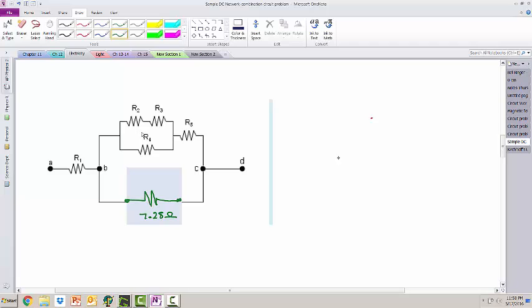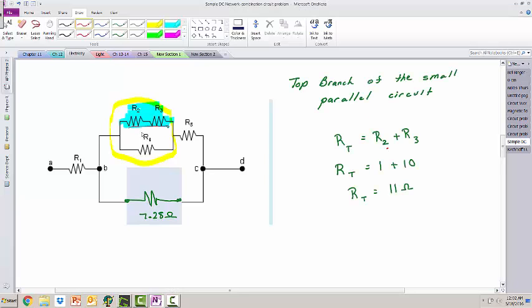So what's the next thing to take care of? Well, we've done this branch. Before we can combine both branches, we've got to simplify this little mini parallel circuit right here. To simplify the mini parallel circuit, we first have to simplify the top branch of this parallel circuit. The top branch has two resistors in series. So we're going to take those two resistors and replace them with one equivalent resistor. So I'm replacing the top branch of this small parallel circuit with one equivalent resistance.